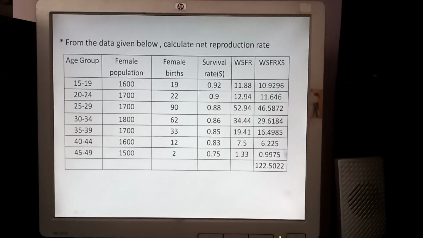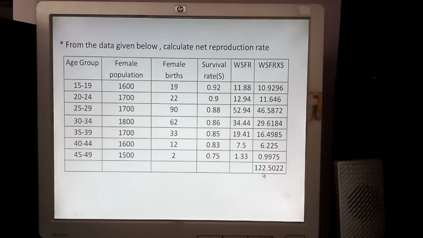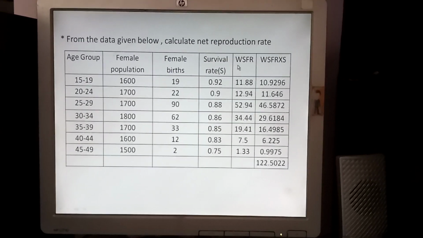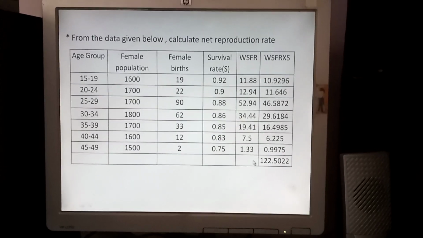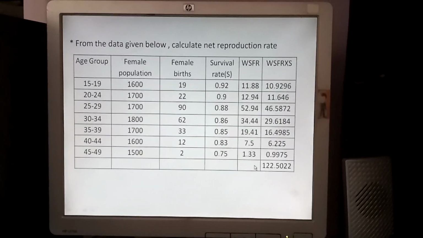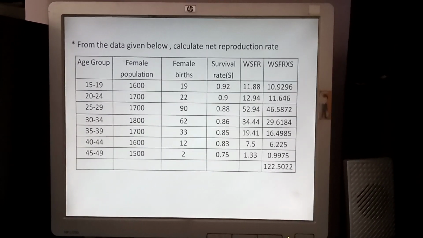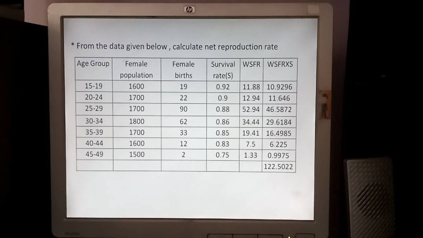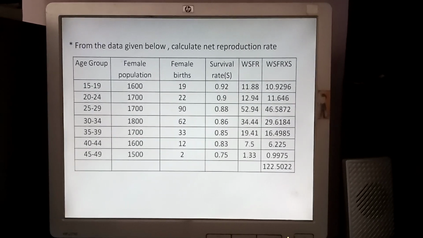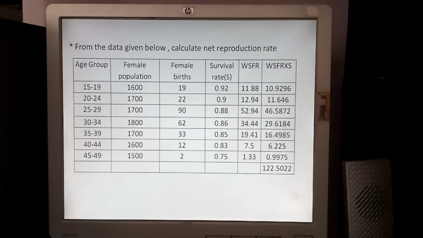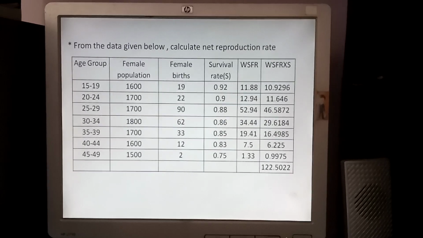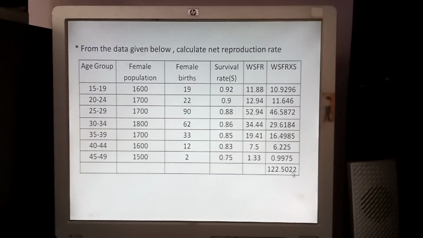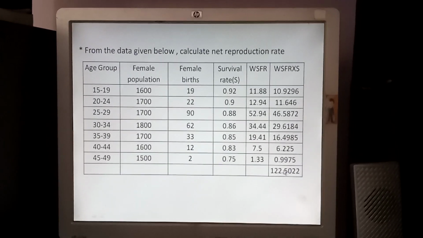Now we should obtain the last column total. So we have got 122.5022. Here we have not calculated the WSFR column total because in NRR the WSFR total is not needed. Just recall the formula of NRR, that is I into summation WSFR into S. That means 5 into 122.5022 to get the NRR value.